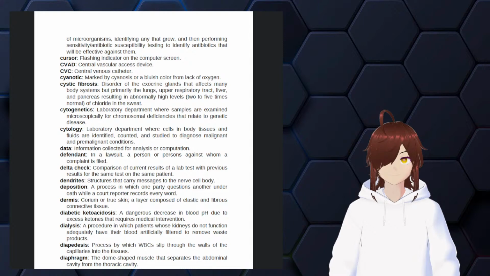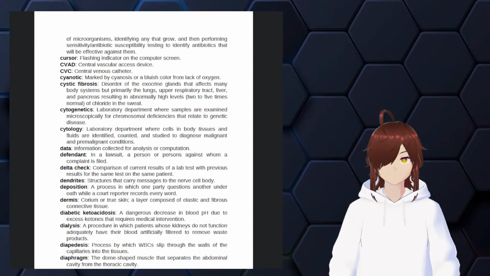Diabetic ketoacidosis, a dangerous decrease in blood pH created due to excess ketones that requires medical intervention. Dialysis, a procedure in which patients whose kidneys do not function adequately have their blood artificially filtered to remove waste products. Diapedesis, process by which WBCs slide through the walls of the capillaries into the tissues.